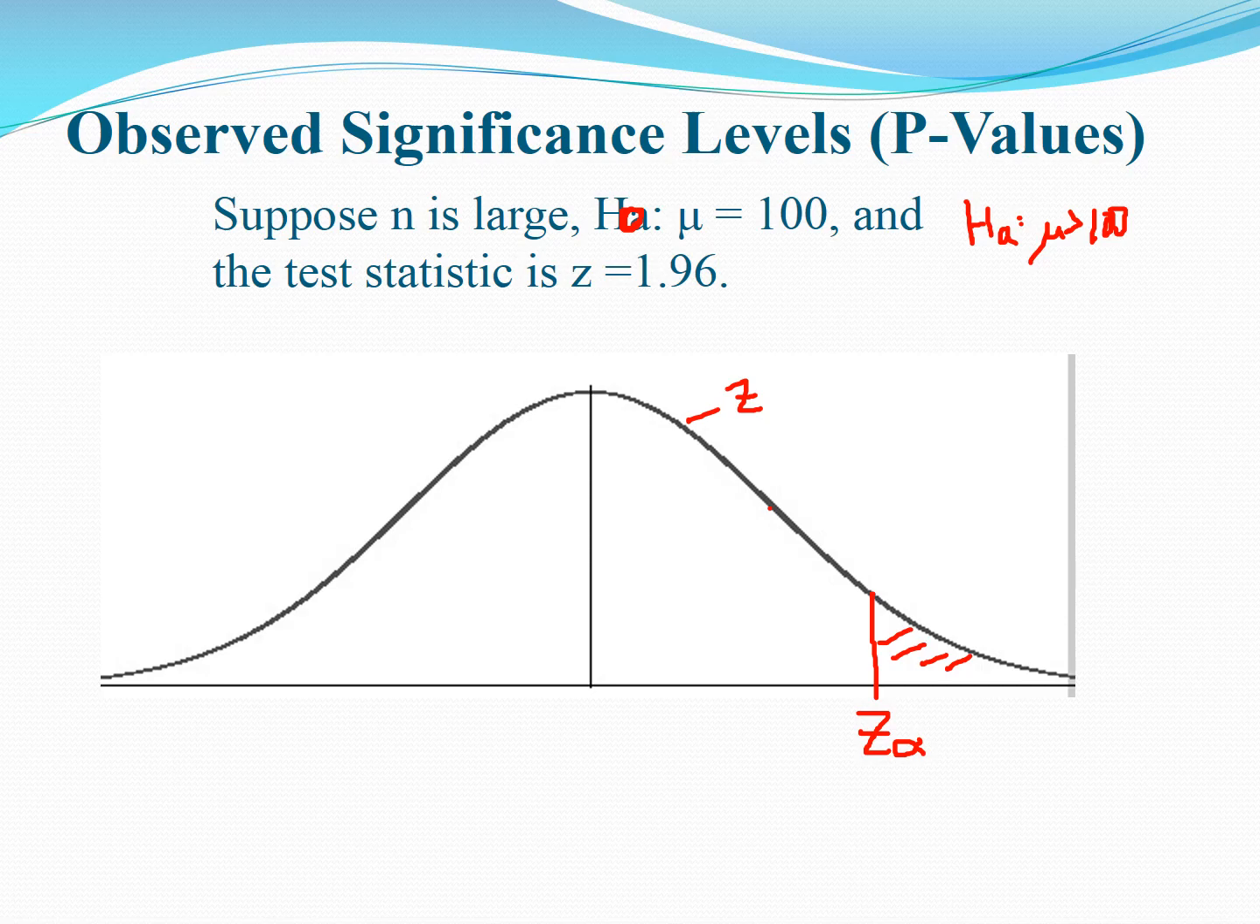Let me change colors here. Let's go with something darker. There we go. Let's say that our test statistic fell out there, and technically the alpha extends out here. If that was our test statistic, we would compare these two things. That's how we work with rejection regions. Because the test statistic is further out, we reject.